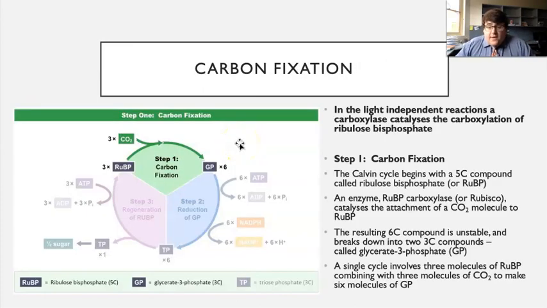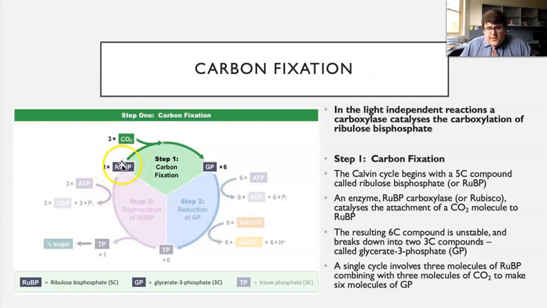So let's start with our very first step in our light-independent reactions, or our Calvin cycle, which is carbon fixation. Carbon fixation begins with a 5-carbon compound, ribulose bisphosphate, or RuBP, which is labelled here. RuBP is a 5-carbon compound, and we start with 3 of those. An enzyme, RuBP carboxylase, will catalyse the attachment of carbon dioxide molecules to RuBP.